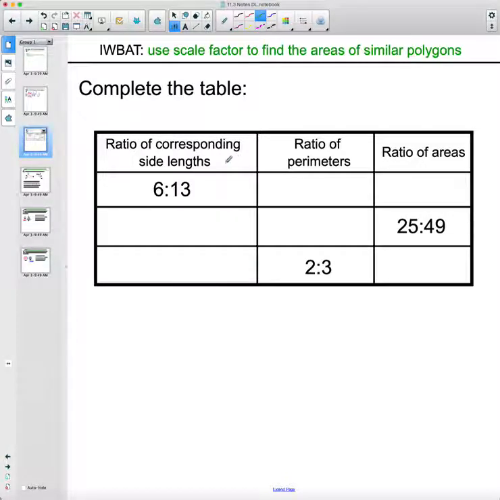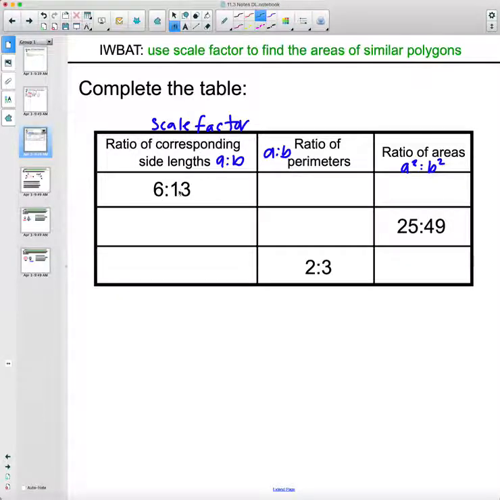We've got 3 different columns: side length column, which is the scale factor, so the ratio of the corresponding side lengths. This is also known as scale factor. And then you've got ratio of perimeters and ratio of areas. So remember, the scale factor is A to B ratio. Ratio of perimeters is also A to B. And then ratio of areas is A squared to B squared.